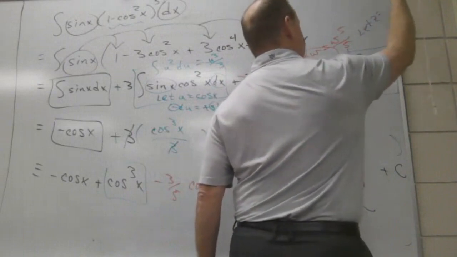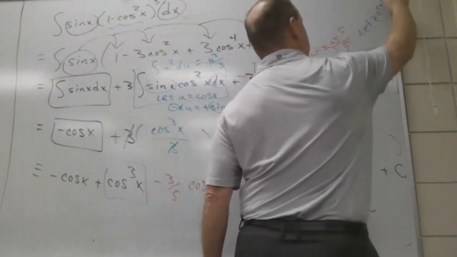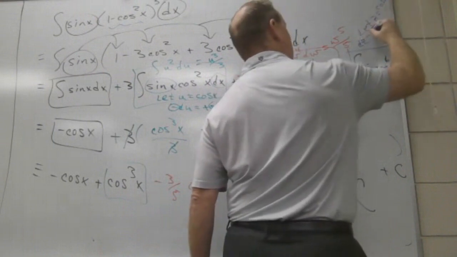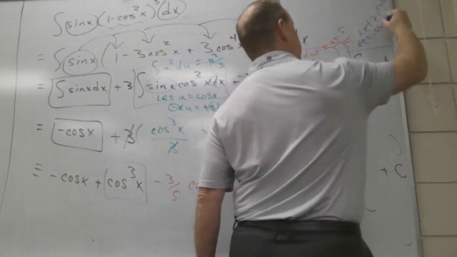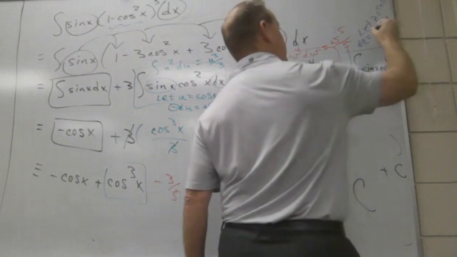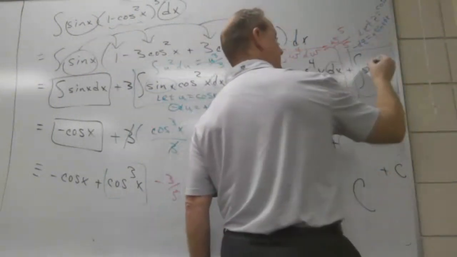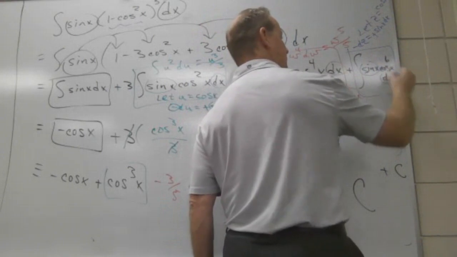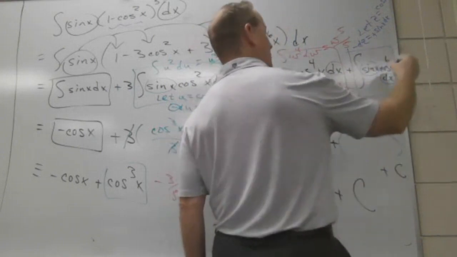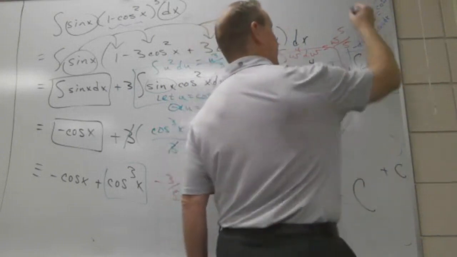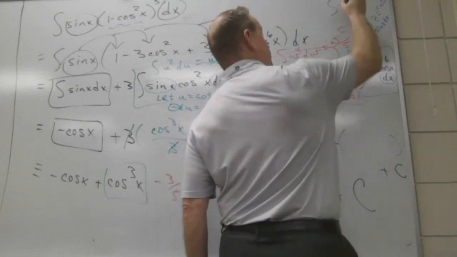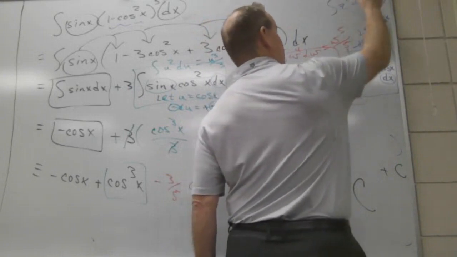Okay, so you use u. I'm going to use z. z equals cosine x, dz equals minus sine x dx. That minus sign I'm going to get on the other side. The sine x dx I'm replacing with dz, and the cosine to the 6 is going to be z to the 6. So this becomes the integral of z to the 6 dz.